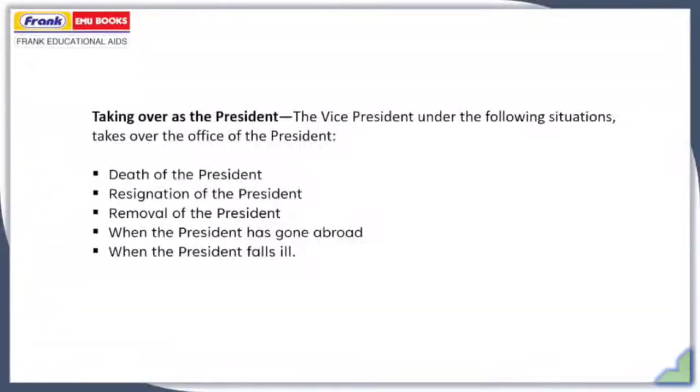Also, the Vice President, in the following situations, takes over the office of the President: when there is the death of the President, or the President of India resigns, or there is a removal of the President, or when the President has gone abroad, or when the President falls ill. In these situations, the Vice President of India takes charge of the office of the President of India.